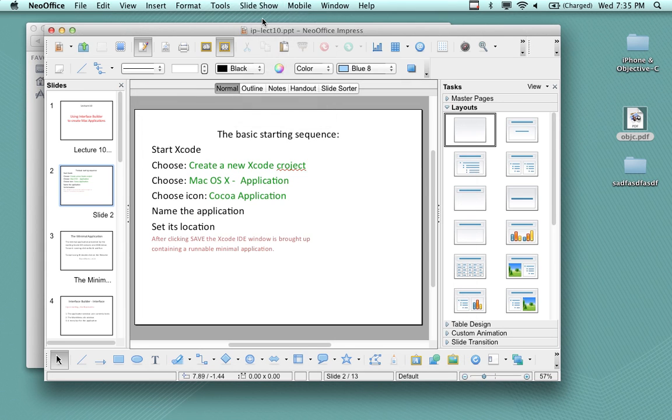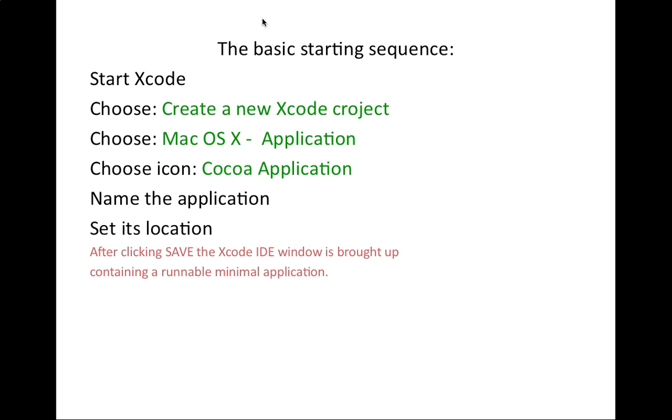Clicking too much today. Here we go. All right, so those are the components. These are the basic starting sequence: load up the project, set the properties, put an icon in there, do a bunch of stuff, save it, save the IDE window.